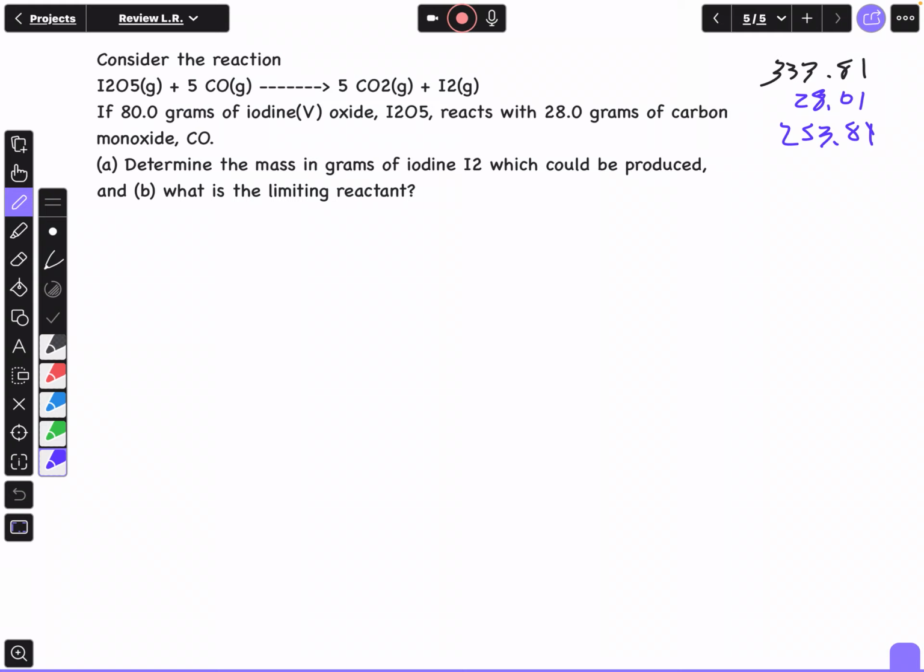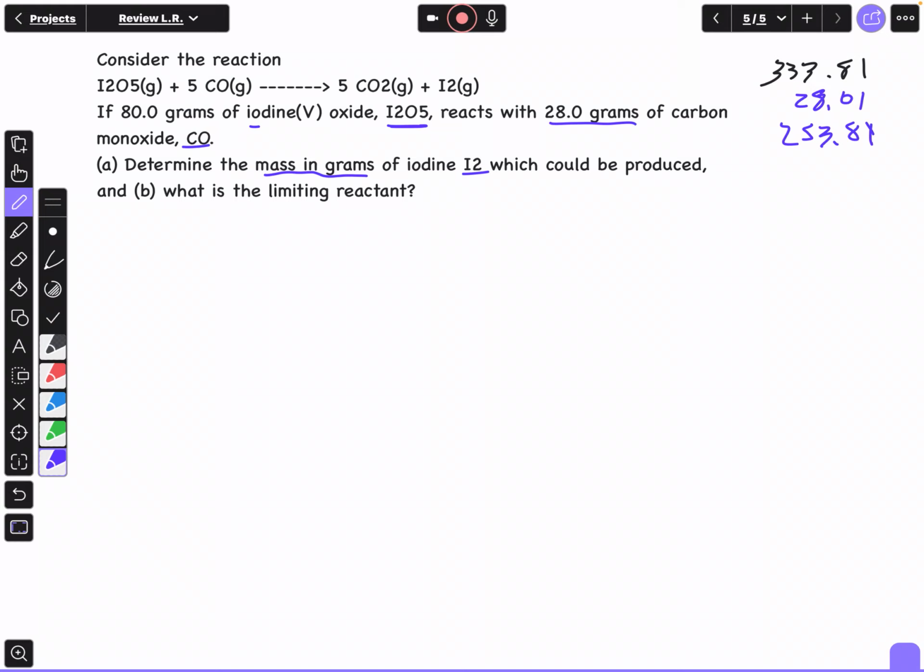All right, and it's telling me if I have 80 grams of iodine 5 oxide, which is I2O5, reacting with 28 grams of carbon monoxide, CO, I want to determine the mass in grams. All it's asking is find the grams of I2, that's iodine. It's I2 because it's diatomic, it's a molecule. It can't exist as just one atom. It's a diatomic molecule. And what is the limiting reactant?